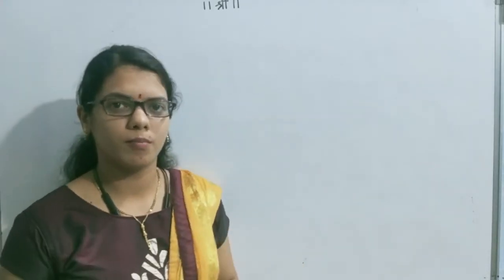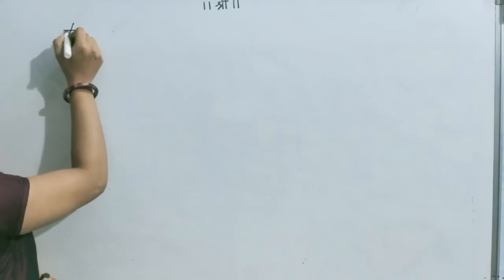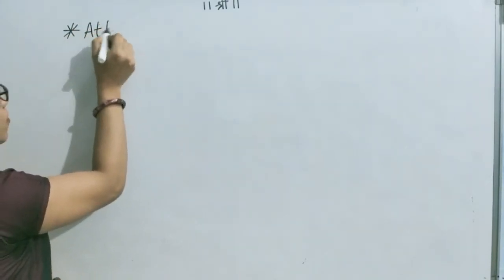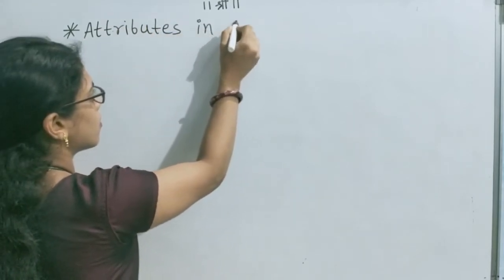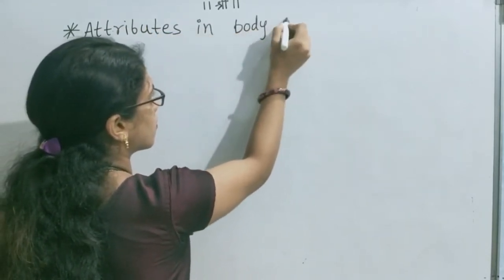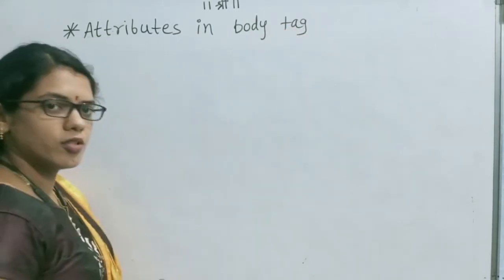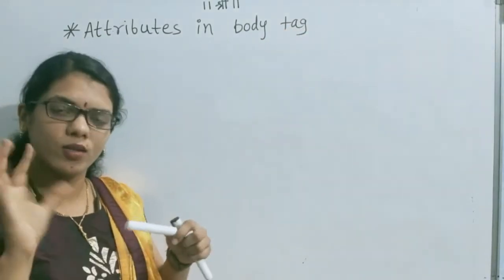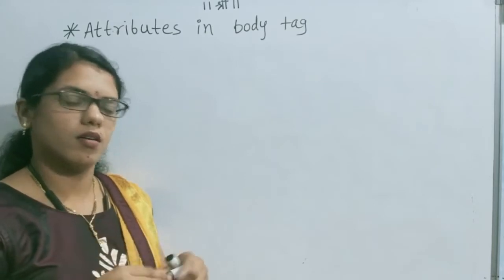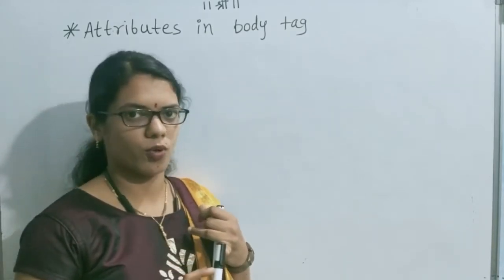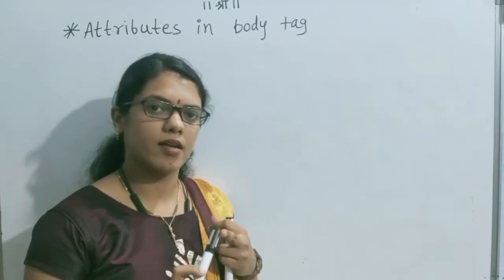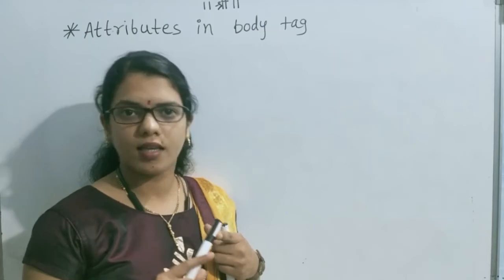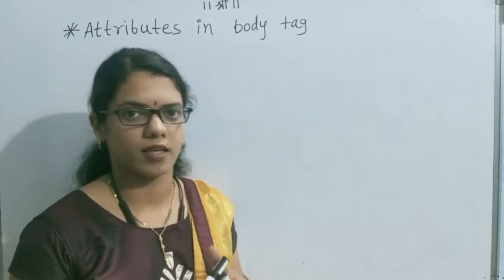Okay, our next concept is attributes in body tag. There are only 5 attributes in body tag. First is the background attribute. Second is the BG color attribute. Third is the text attribute. Fourth is the link attribute. And the fifth one is the v-link attribute.